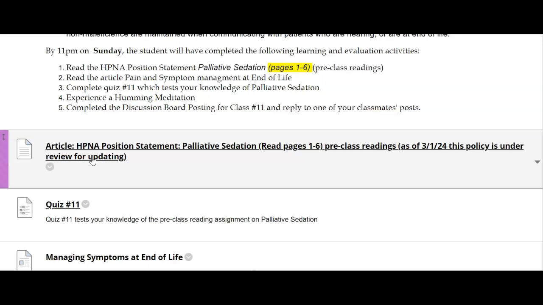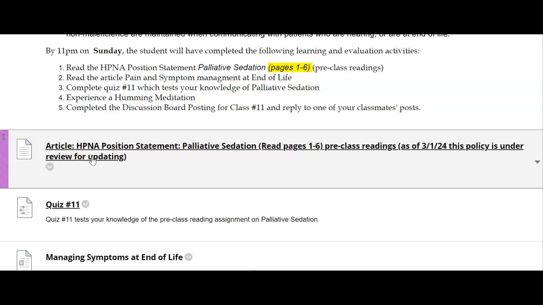Now, this is the Hospice and Palliative Nurses Association, HPNA. This is a nursing association made up of nurses who are experts in hospice and palliative care. This is the position statement that was developed by this group for palliative sedation. Please note that this position statement of the HPNA was done in 2016.